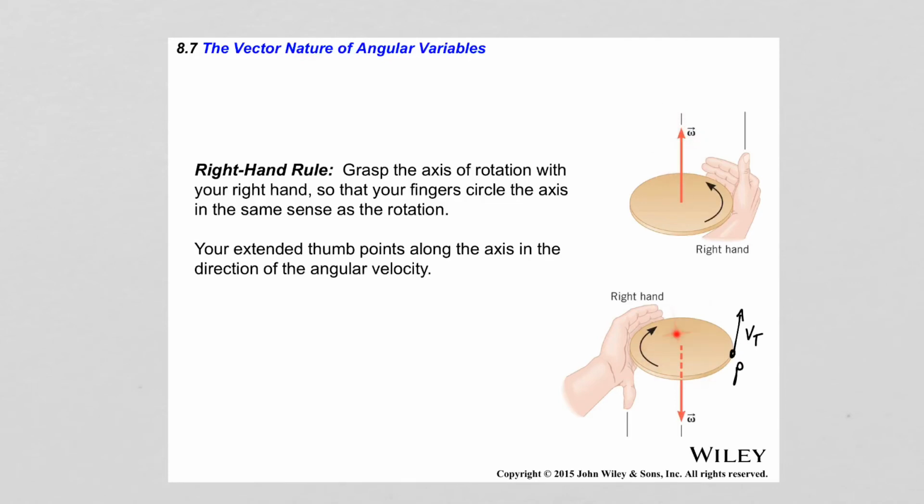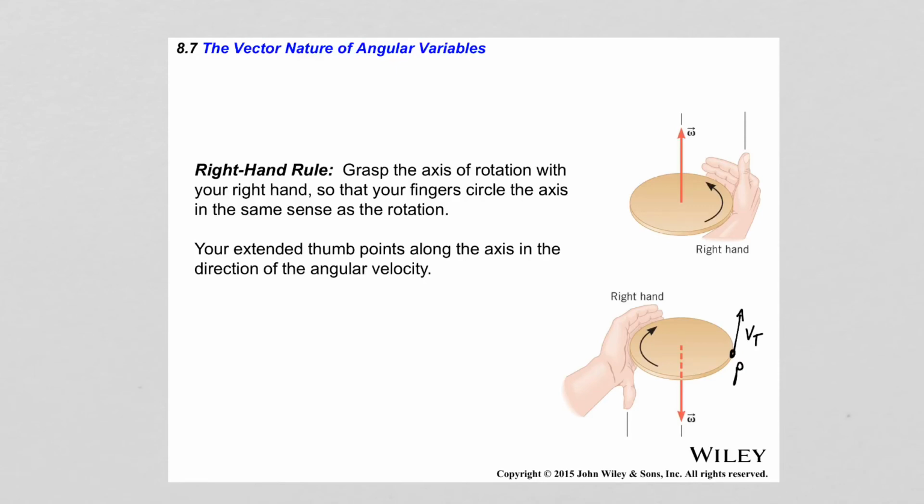In the second example, the rotation is in clockwise direction. So if you place the fingers of your right hand in the direction of rotation, your extended thumb will point in the direction of the angular velocity vector. And the angular velocity vector lies on the axis of rotation. So this is the right hand rule, and it's very useful to determine the direction of angular velocity.